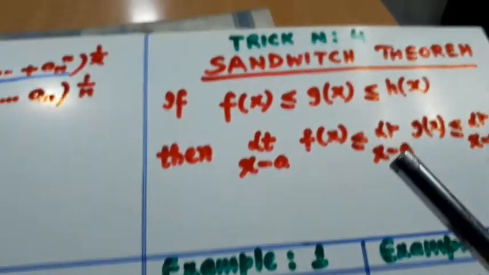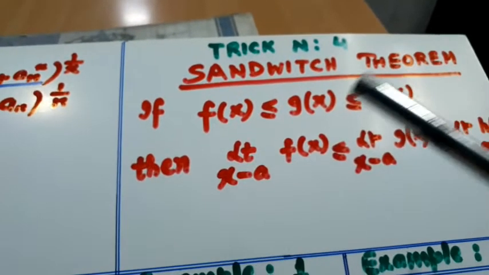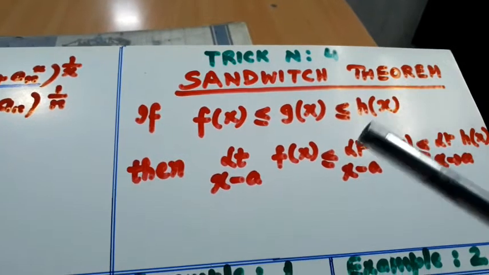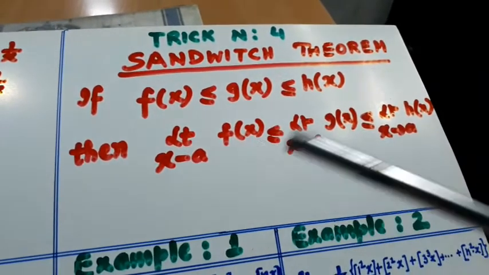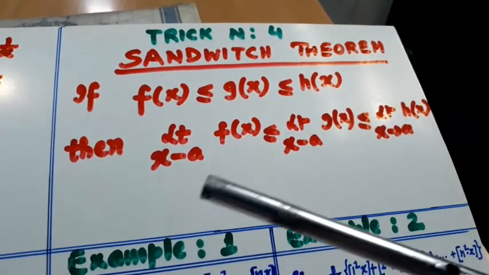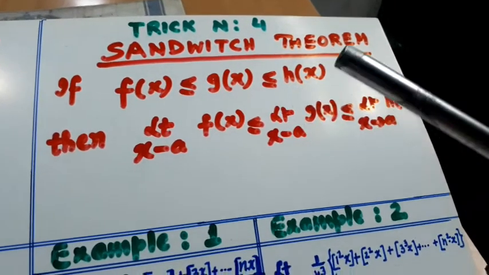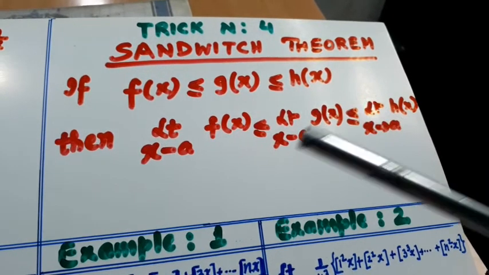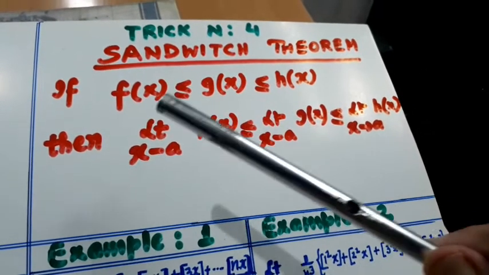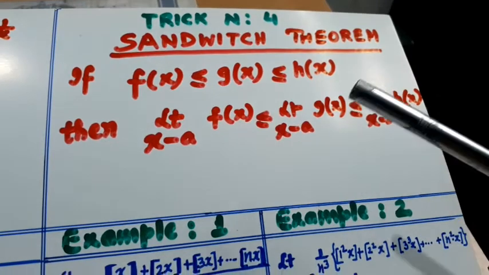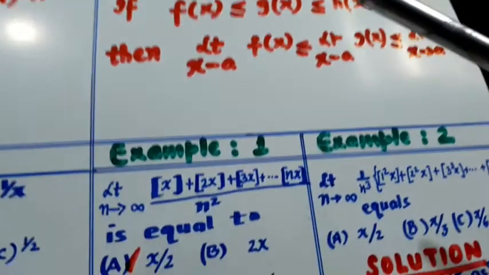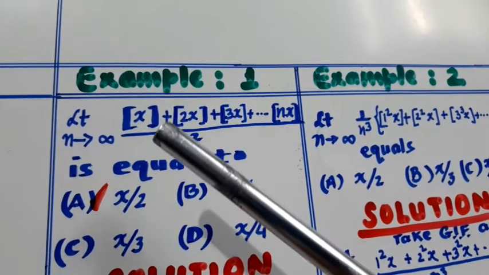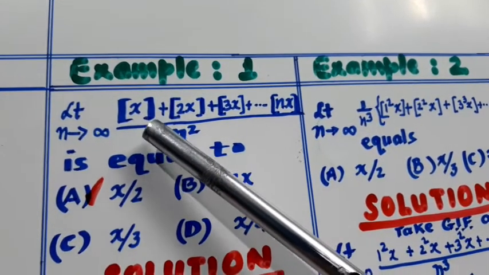Next trick is sandwich theorem. If fx is less than equal to gx is less than equal to hx, then their limits follow the same inequalities. Limit x goes to a, fx, limit x goes to a, gx is less than limit x goes to a, hx. देखिए जो inequality के साइन इसमें हैं वो यही रहते हैं. Now these questions are, there are two examples here. This is greater integer function.